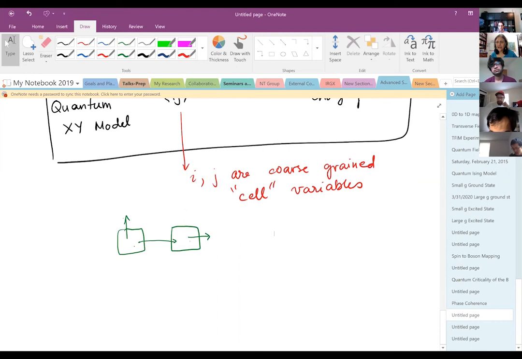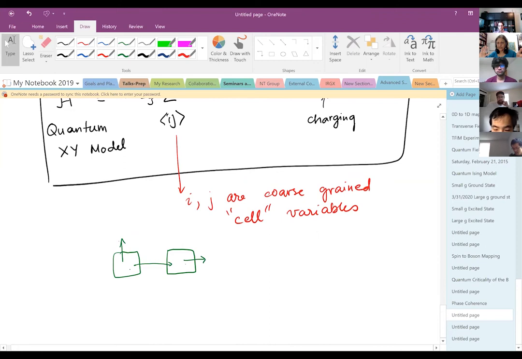Another way to say it is if you're applying an external twist, that costs some energy. But if your system is already fluctuating because of these quantum fluctuations, that cost in energy is not that large. So rho s goes down. Yeah, it makes sense.